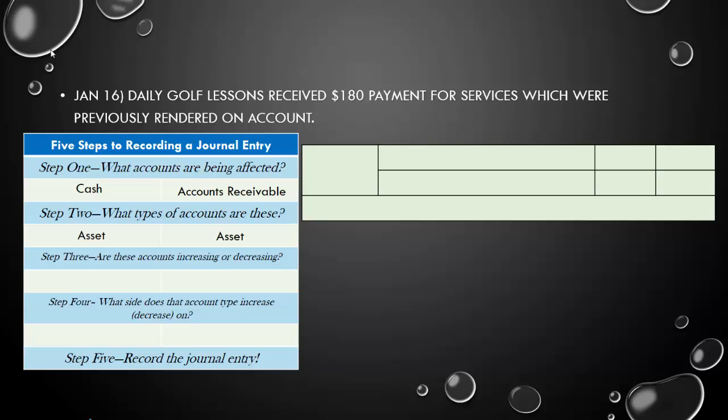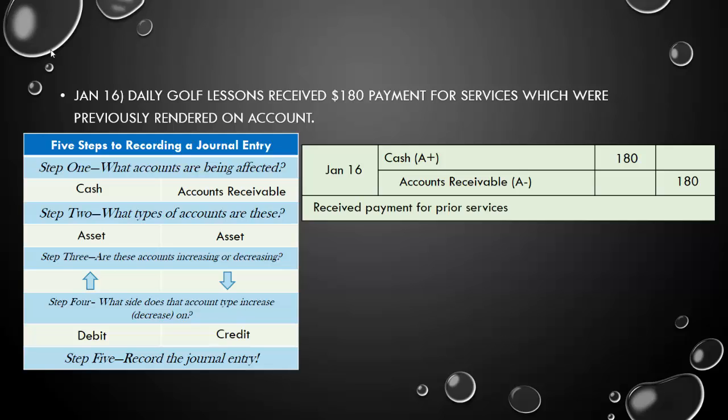Cash is going to be going up because we're getting $180. Accounts receivable is going to be going down because after this $180 is paid off, people owe us less money in total. And assets go up with a debit and down with a credit, which means the January 16th entry is a debit to cash for $180 and a credit to accounts receivable for that same amount. In the journal entry, which records the receipt of payment for services rendered in the past.